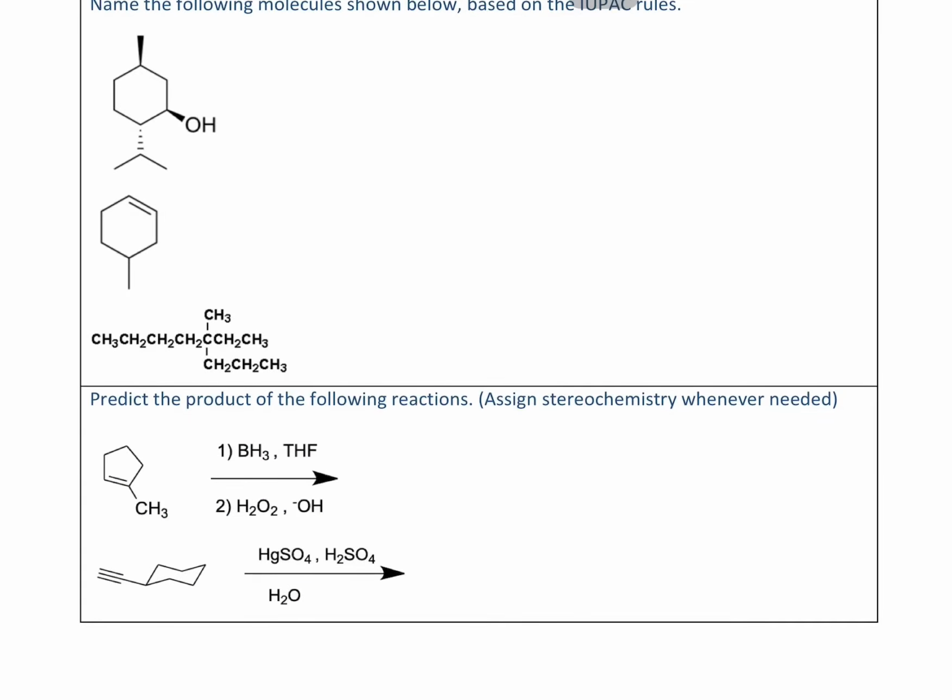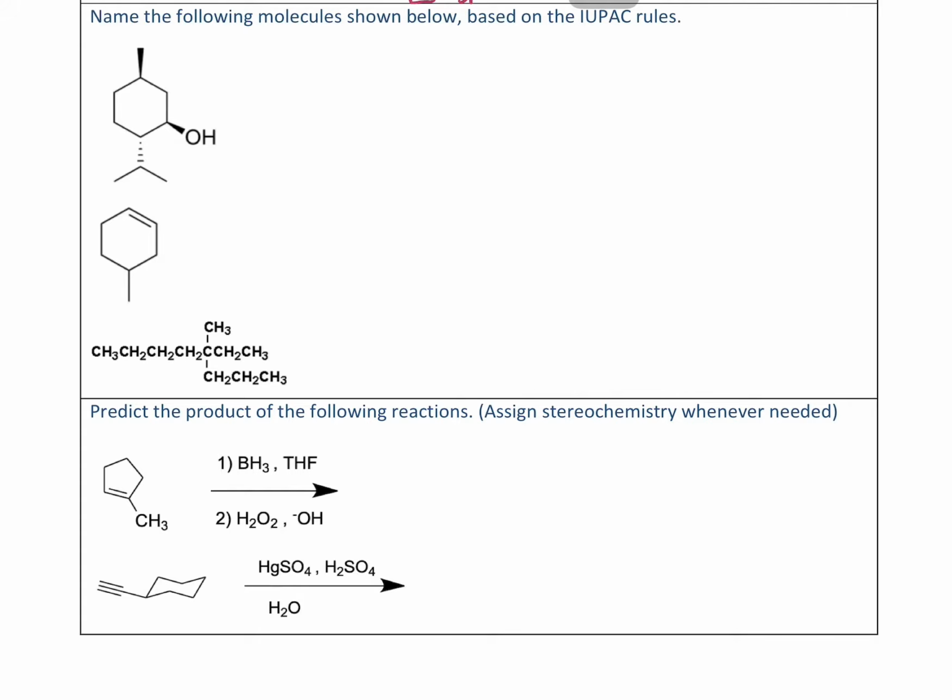And then moving on to the next question, we have name the following molecules shown below based on the IUPAC rules. So here the functional group is this OH group, which is kind of important. So 1, and then if we go that way, the second group comes at carbon 3, versus if we go this way, we have the second group on carbon 2. So we're going to choose this way, and I'm going to erase this part. So we have 1, 2, 3, 4, and 5.